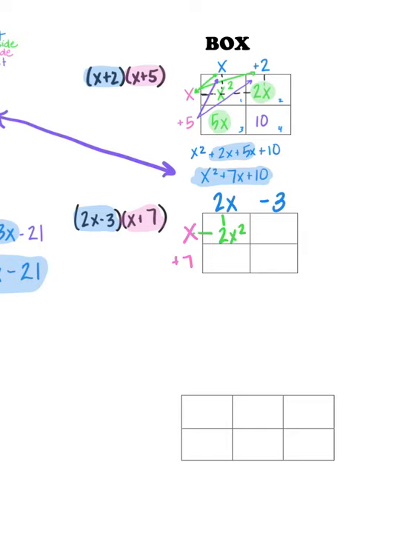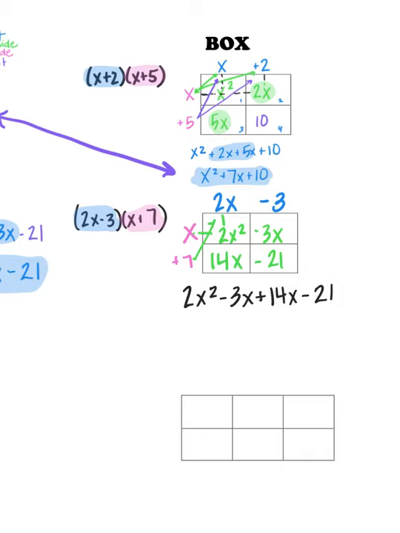Multiply x times my negative 3, and I get negative 3x. Then when I multiply my 7 to my 2x, I get 14x. And then 7 times negative 3 gives me negative 21. So when I write all of these out, starting with the top, I have 2x squared minus 3x plus 14x minus 21.